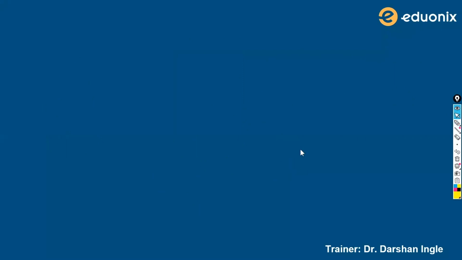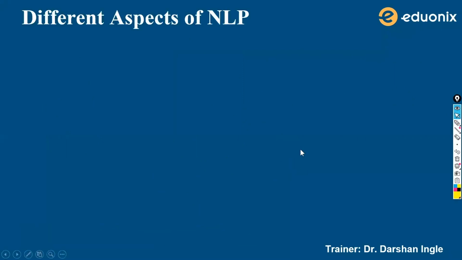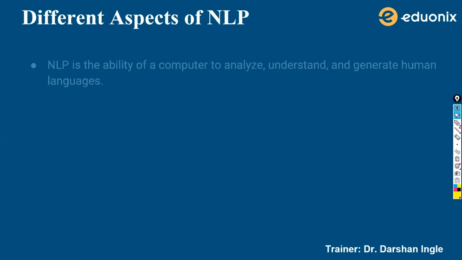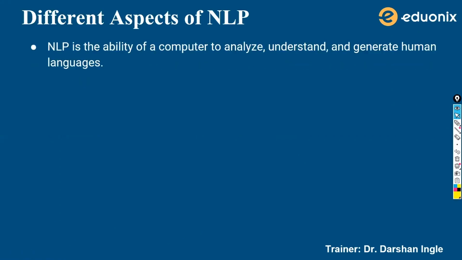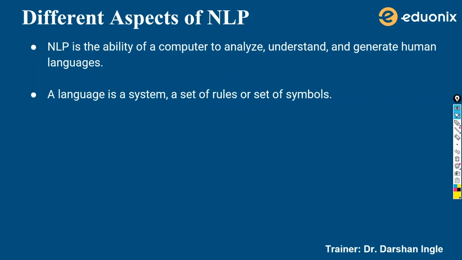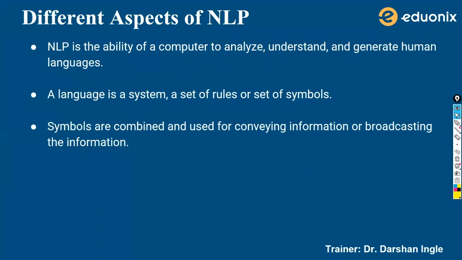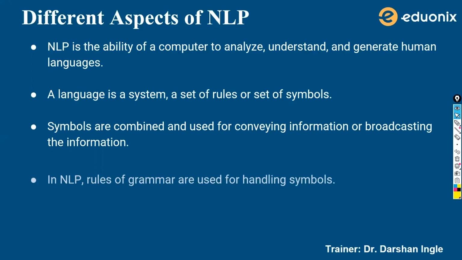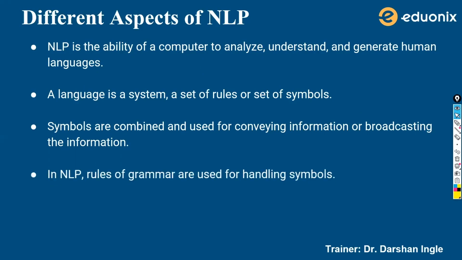Now let us understand the different aspects of natural language processing. NLP is the ability of the computer to analyze, understand, and generate human languages. And as I told you, a language is nothing but a system or a set of rules or symbols, and these symbols are combined and used for conveying or broadcasting information. Now this is something very simple, written in layman terms, nothing as such great to explain. In NLP, the rules of grammar are used for handling the symbols, and it is one of the components of AI.